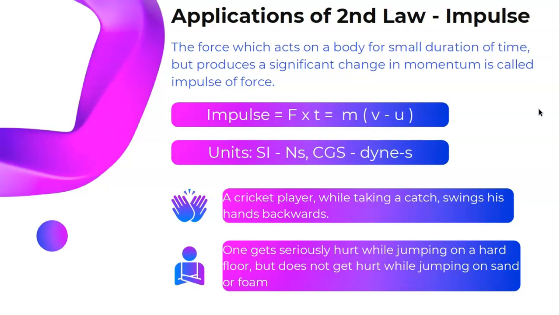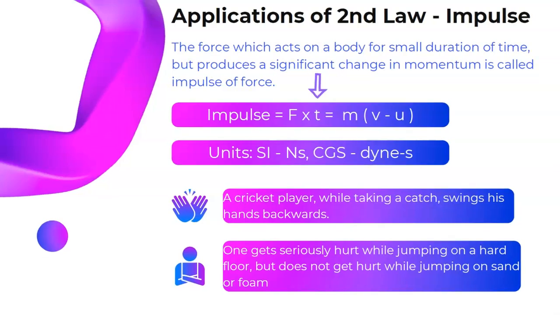The equation for impulse is equal to force into time, that is m into (v minus u) upon t. Now remember, when time decreases, the force increases. That is, if the time duration for the application of force is less, then the force acting on the object increases.